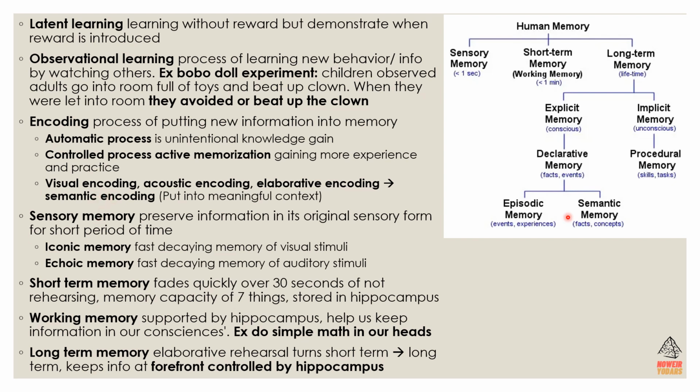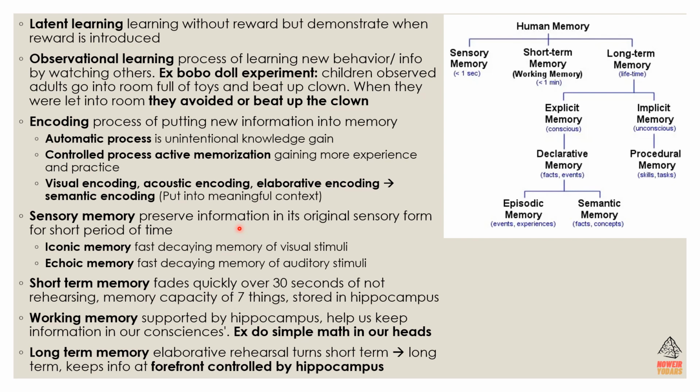Next we have human memory. So human memory is divided into three parts: sensory memory, short-term memory, and long-term memory. Sensory memory preserves information in its original form for a short period of time. It is said to be less than a second. So let's say you're going through a book real quick and then you notice something, less than a second, you forget it. There are two types of sensory memory.